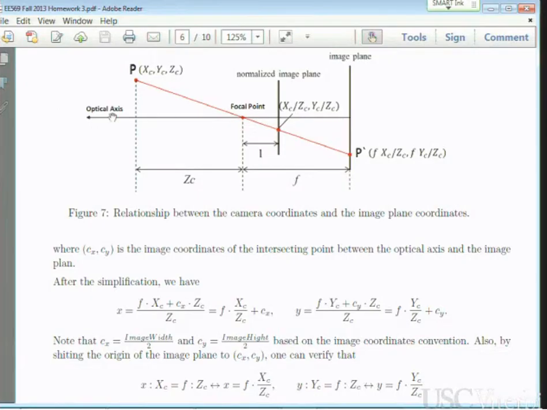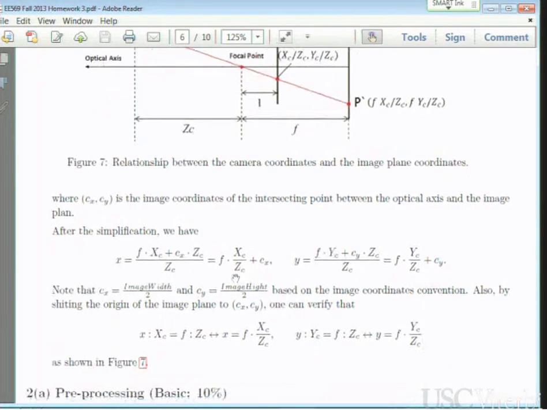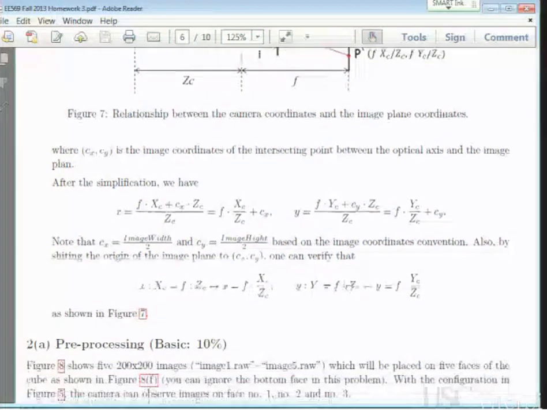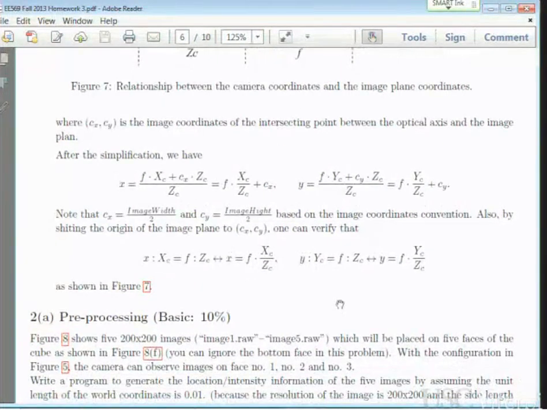This is called the optical axis. It means it's going through the focal point in a straightforward way, with no angle here, just straight, and it intersects. That location we call Cx, Cy. Okay, and so you need to translate that and so on. And usually it's 1/2 of the image width and 1/2 of the image height.